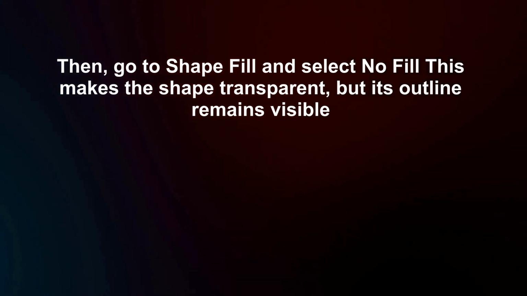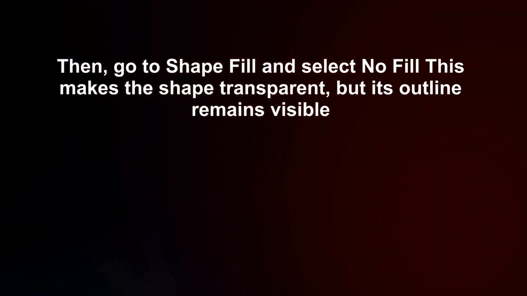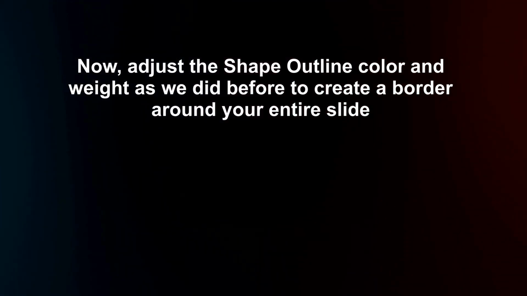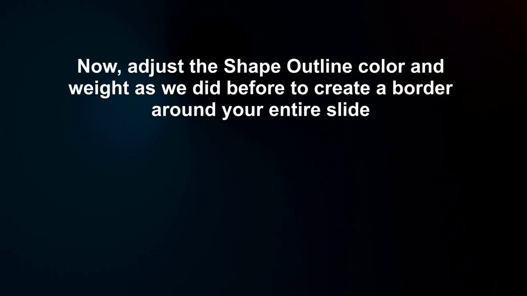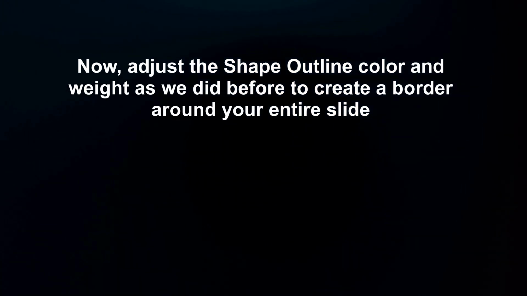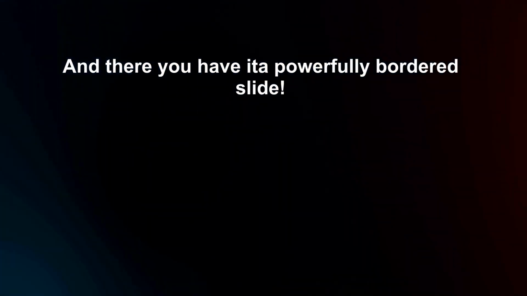This makes the shape transparent, but its outline remains visible. Now, adjust the shape outline color and weight as we did before to create a border around your entire slide. And there you have it, a powerfully bordered slide.